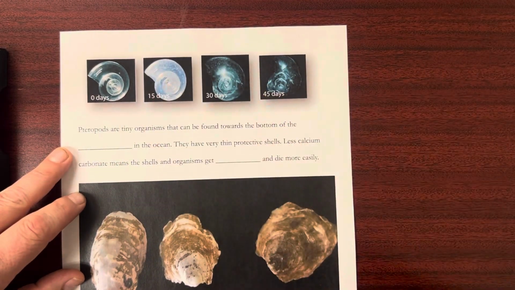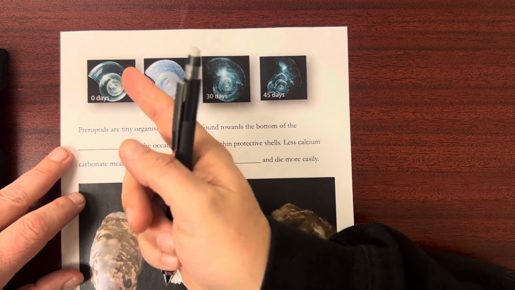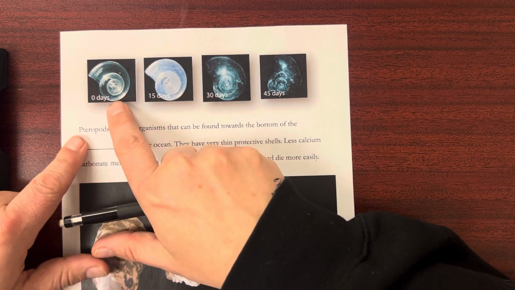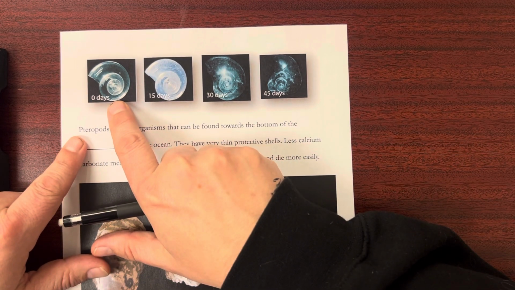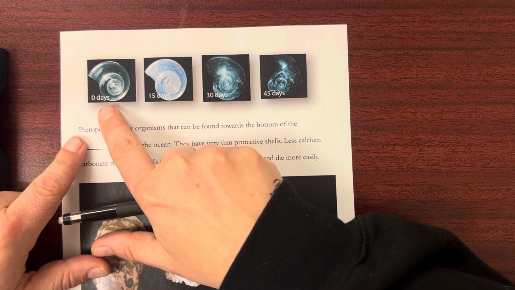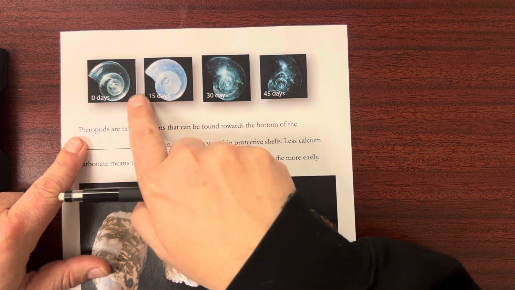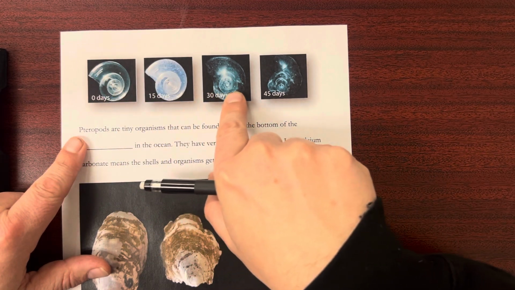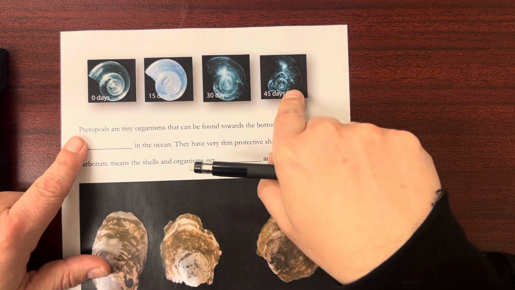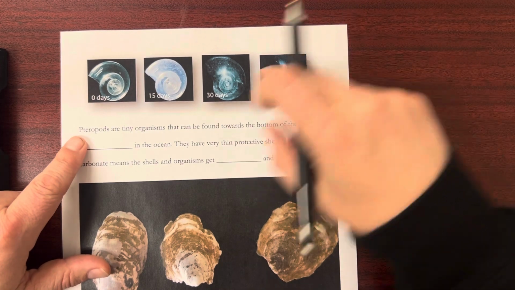This is a series of photos of this little organism. This is just one example of thousands of examples. These are called pteropods. Teeny tiny little shelled organisms that can be found in the ocean. In more acidic conditions, you can see they go from having a nice shell here to the shell starting to deteriorate because it doesn't have the building blocks that it needs to grow to its full potential.